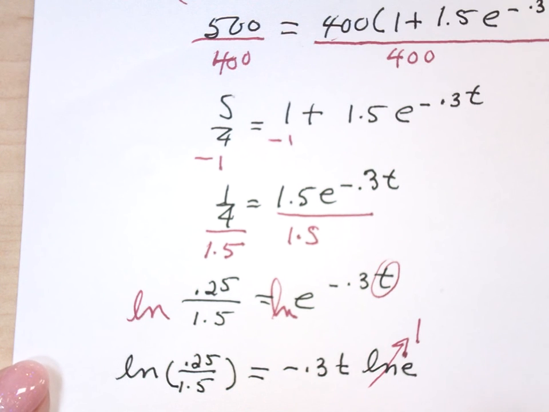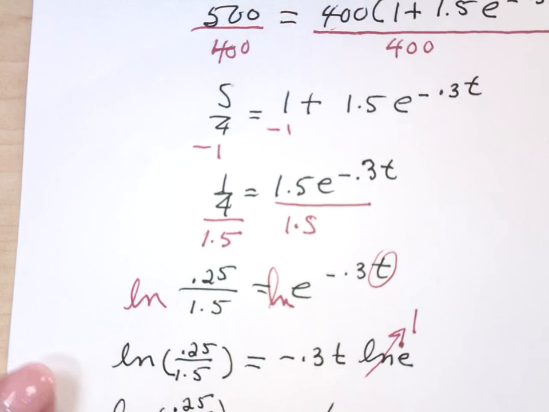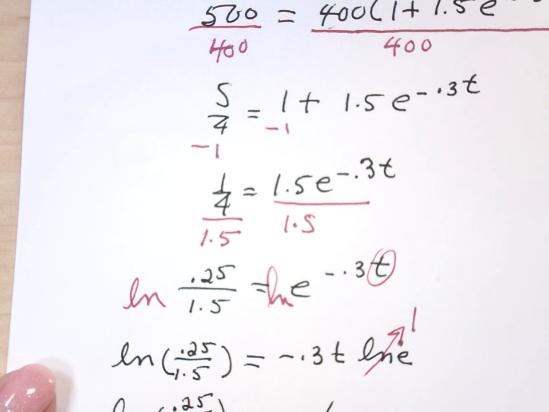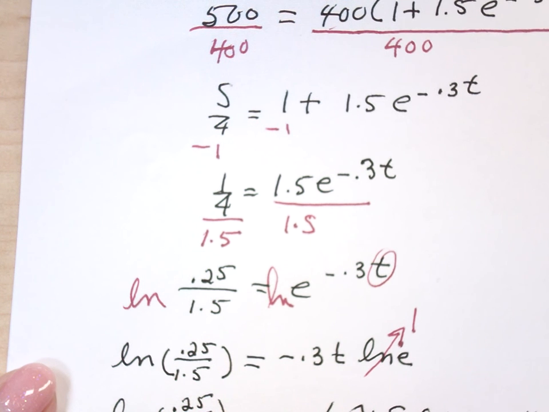So that T is, this is an exact answer, the natural log of 0.25 divided by 1.5, all divided by negative 0.3. And this comes out to be approximately 5.97 months, or 6 months.